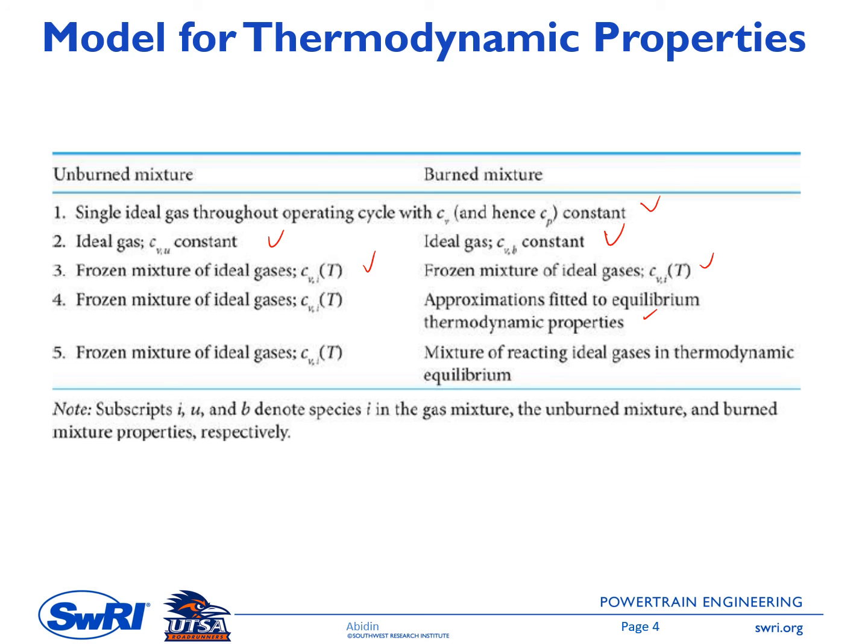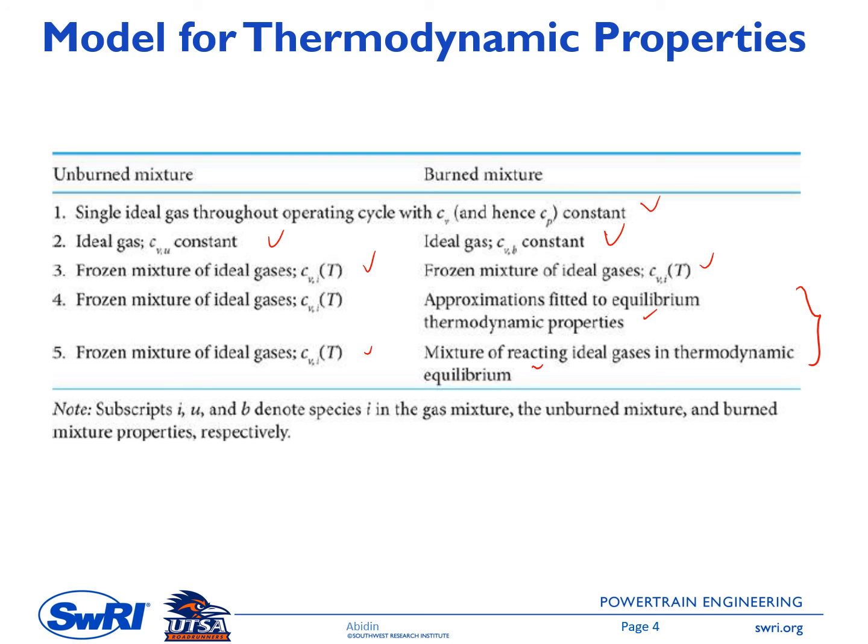And then the last category here is the same thing for the unburned mixture. So this is a frozen mixture of ideal gas, and Cv changes with time. But in the burned gas here, we model this burned gas as the mixture of reacting ideal gas in thermodynamic equilibrium. So number 4, number 5 here for the burned gas, we still assume equilibrium condition.